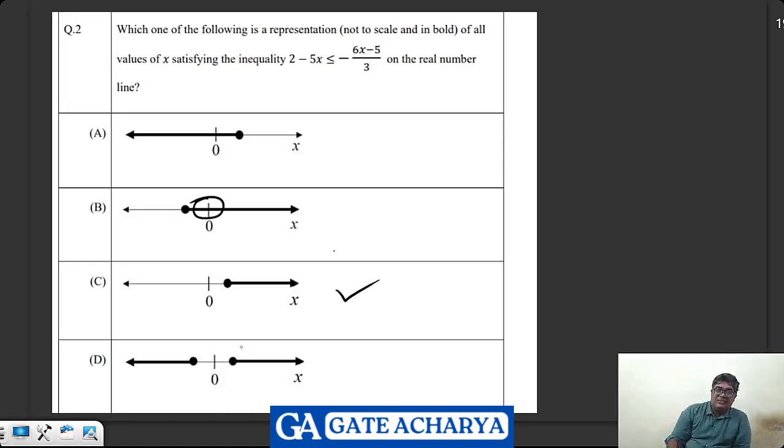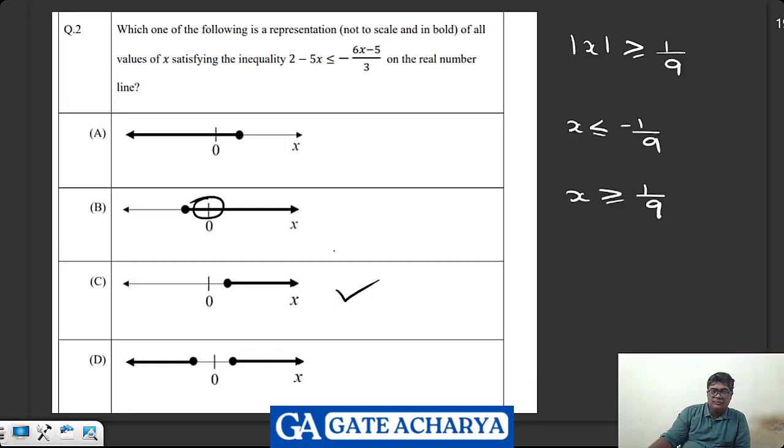Okay. That comes out when the mod function comes into picture. When mod of x is greater than or equal to 1 by 9, this situation means what? x is less than or equal to minus 1 by 9 and x is greater than or equal to plus 1 by 9. So only the mod function will give you option D. So the only option matching this is C. Understood, guys? How I answered this? Why only option C works out here?